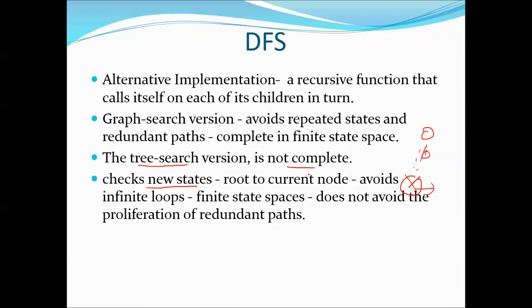So by doing this, what happens? Infinite loop can be avoided. Because here, why does the tree search version become incomplete? Because of the infinite loop. But whenever you create a new node, if you compare that node with all other nodes from the root node to the current node, and if any node matches this same node, then don't include this new node. If you do that, then infinite loop can be avoided.